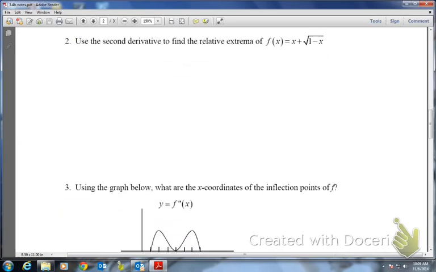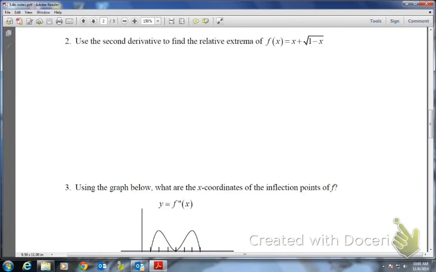Alright, this one says use the second derivative to find the relative extrema of this function. So again, we're going to do the same process as last time where we find the first derivative and use it to find the critical points. So go ahead and do that now. When you're done finding those critical points, find the second derivative and plug those critical points into it to figure out if the graph is concave up or down at those points, to figure out if it's a maximum or a minimum. I'll give you a few minutes to do this. Go ahead.